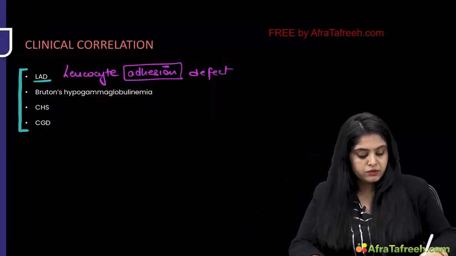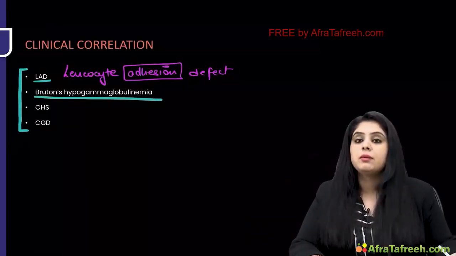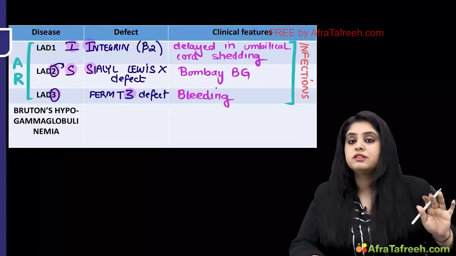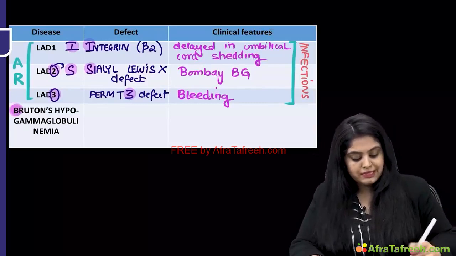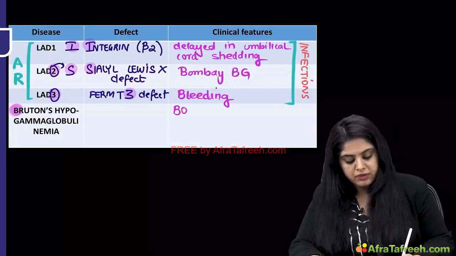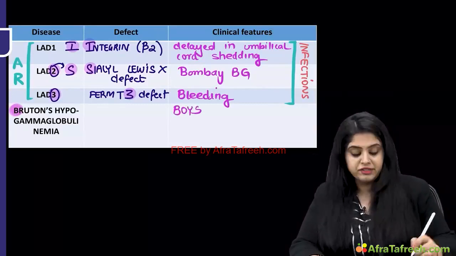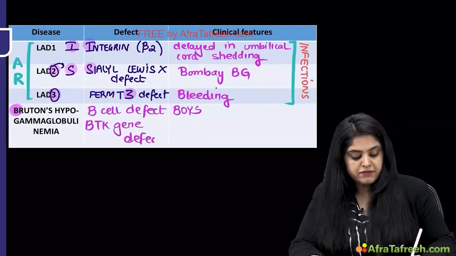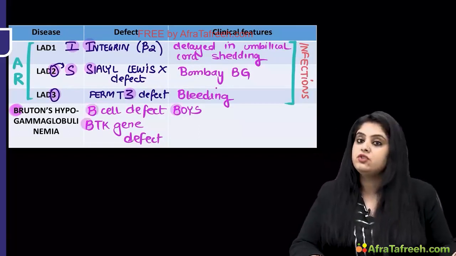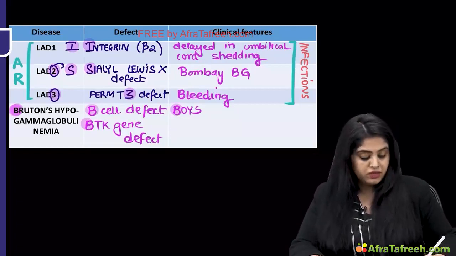LAD is done. Now we are going to the next disease, and that is Bruton's hypogammaglobulinemia, BBB, and the story is done. B for Bruton's. Remember, this is a condition more commonly seen in boys. So B for boys. This is actually a B cell defect. So B for B cell defect. And what is defective in B cell? It is a BTK gene defect. So remember, B for Bruton, B for boys, B for B cell, B for BTK gene defect. Sorted.